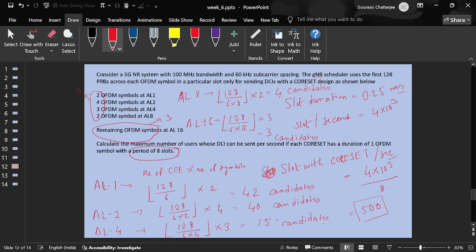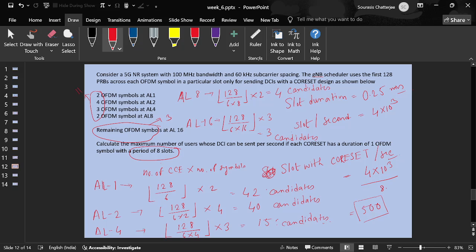So an important point to note here is the maximum number of users whose DCI can be sent. How do you compute that? Basically, you need to see how many PDCCH candidates are possible. How many PDCCH candidates are possible? These depict the maximum number of users whose DCI can be sent.